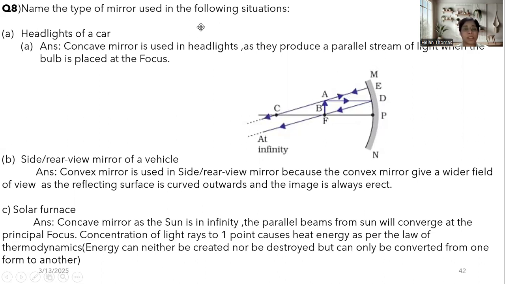You will not have to draw a ray diagram in this case, but I just drew it for the explanation. This will be a 1 mark question, so you will have to only write the reason. The reason will be concave mirror. Why? You want a parallel stream of light, and the bulb is placed at the focus.